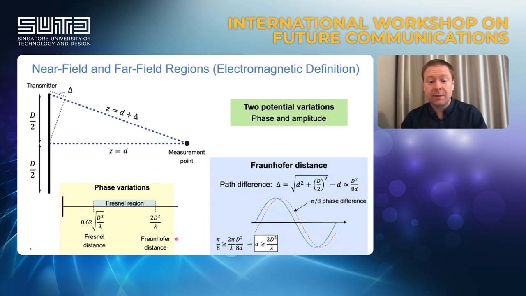I'm not expecting you to follow every step in this derivation. My main point is that someone said, if the phase difference is pi over 8 or smaller, then we should be able to neglect the phase difference.